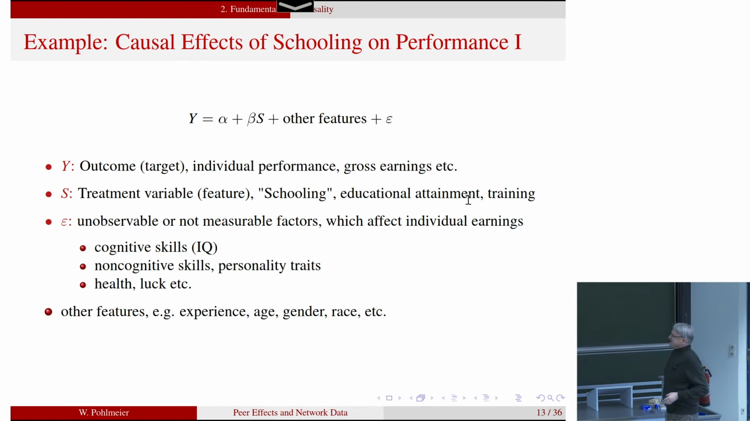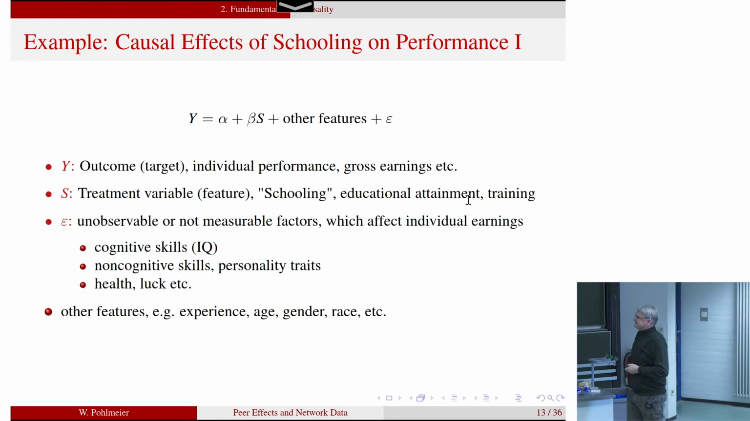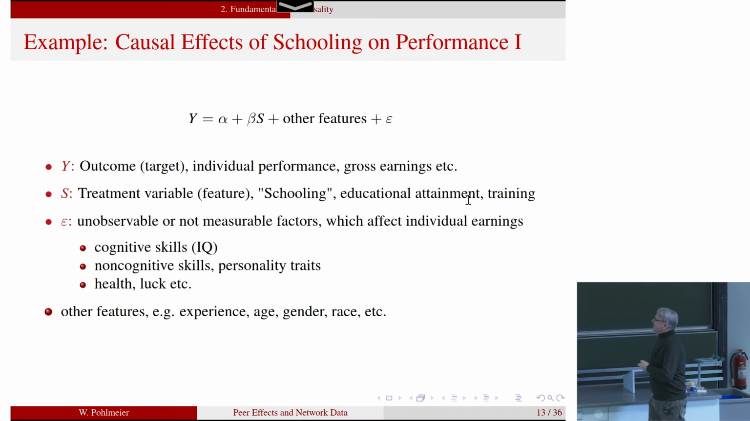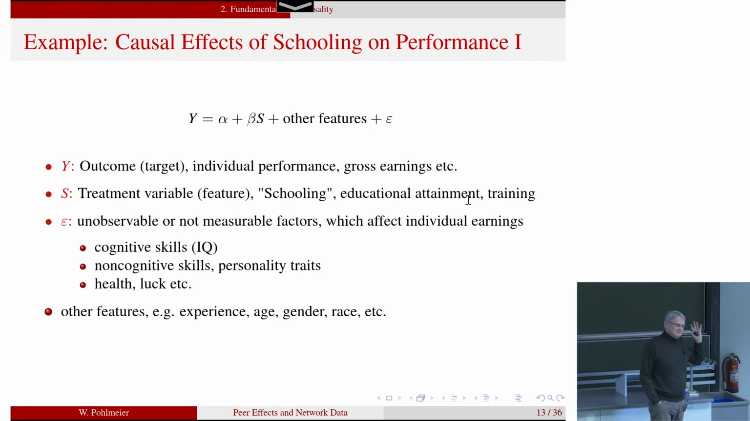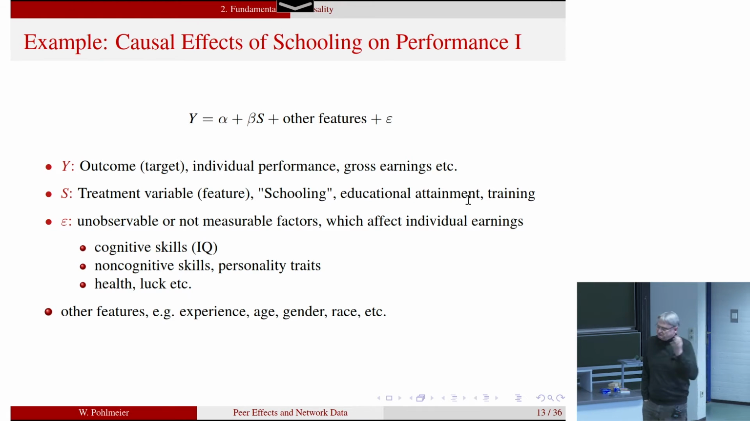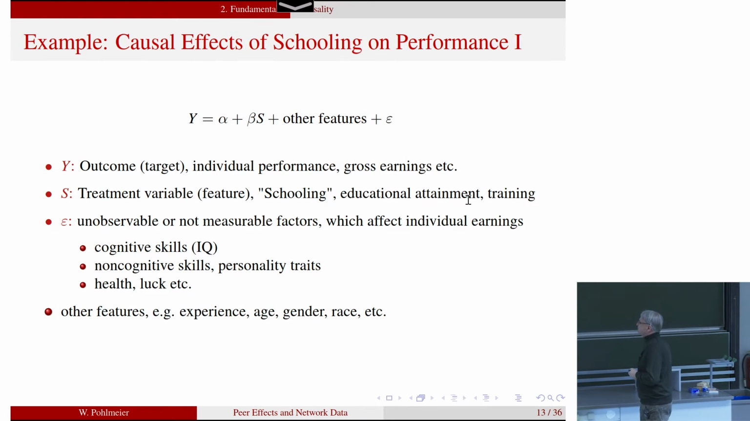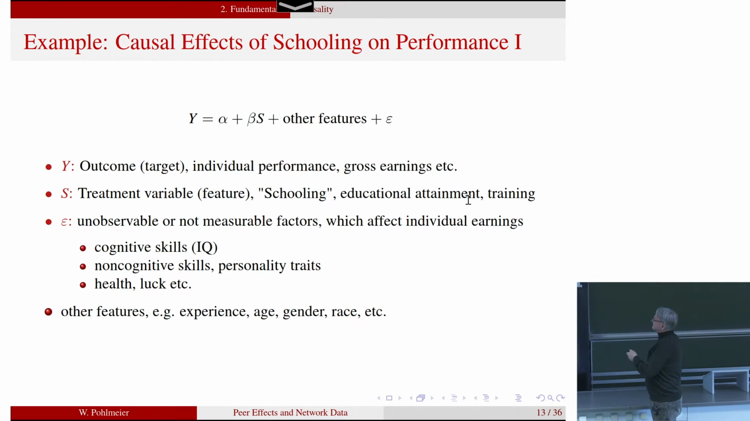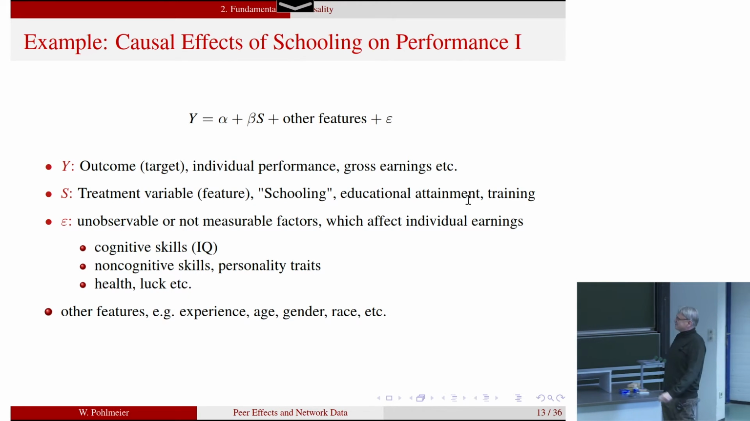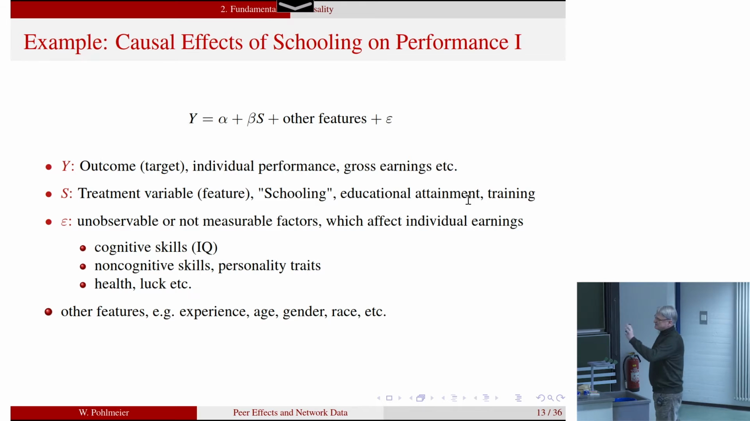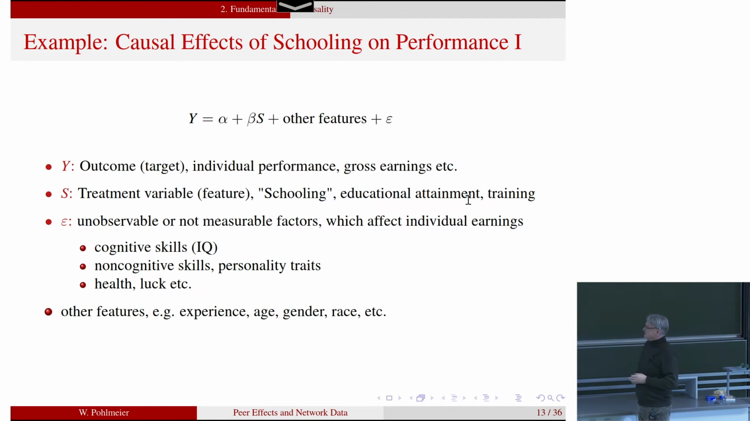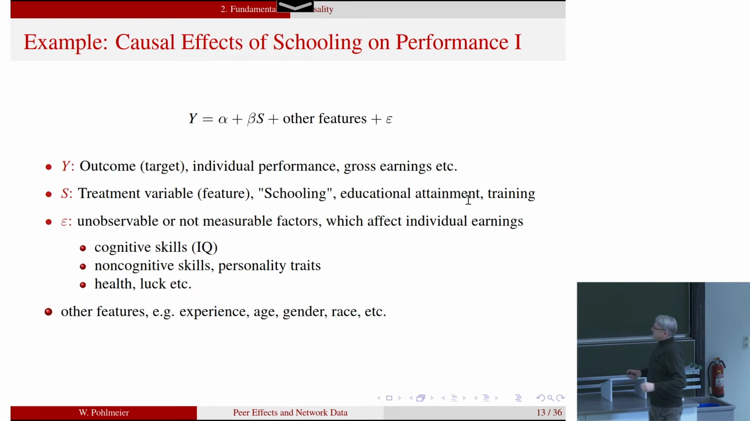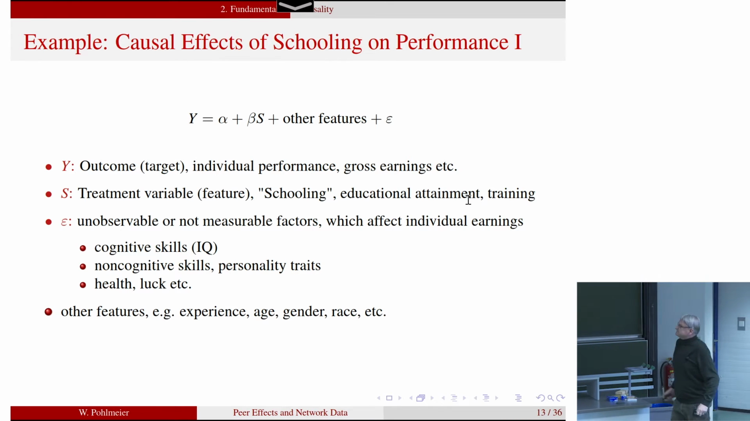So you want to estimate the causal effect of schooling. Y is some outcome variable, say income, or labor market performance. And S is the educational attainment, in the simplest case measured as the number of school years. And there are lots of other features in the model, which we're going to ignore for a moment. And we want to estimate this parameter beta.